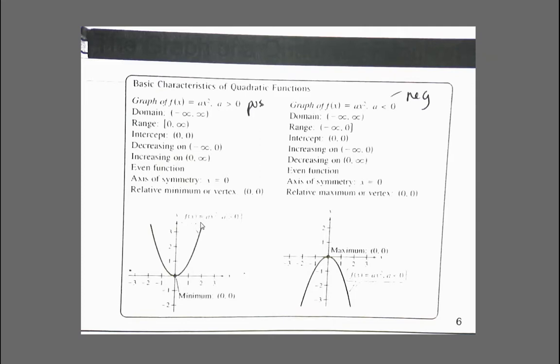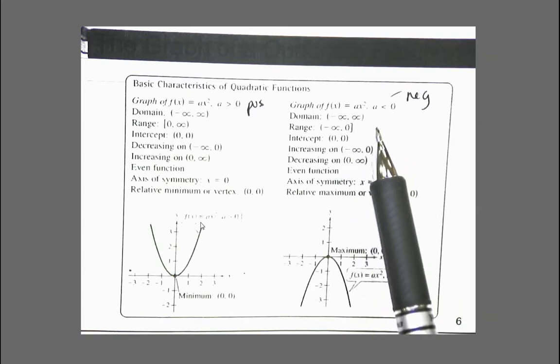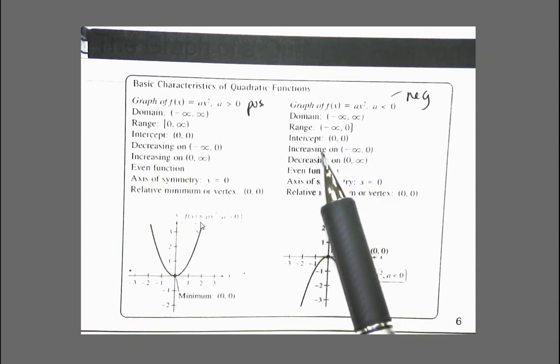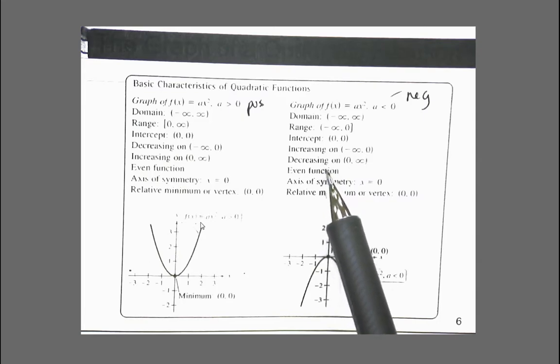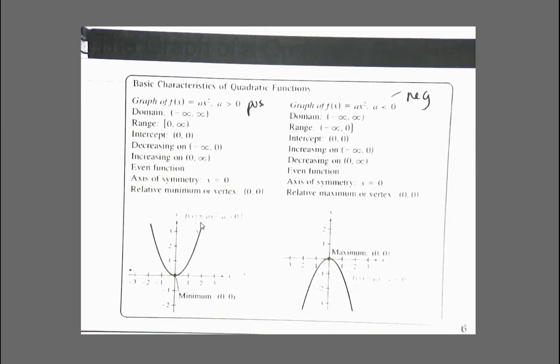Well, when a is negative, you're going to flip it over the x-axis, reflect it over the x-axis, then everything that was positive will now go negative. And so that's why it's going to go from negative infinity to 0. The intercept is still going to be at 0, 0. Now your increasing and decreasing intervals will change as well. It's going to increase from negative infinity to 0, and then from 0 to infinity it will be decreasing. It's still going to be even. It still has an axis of symmetry on the y-axis, or the equation x equals 0.